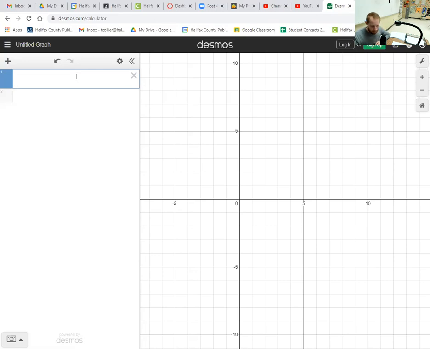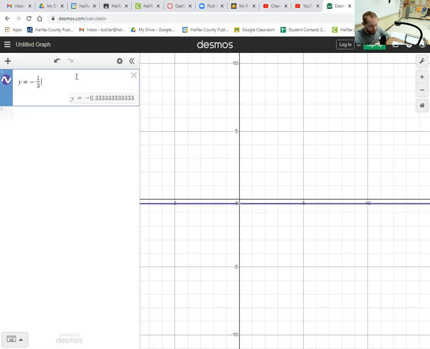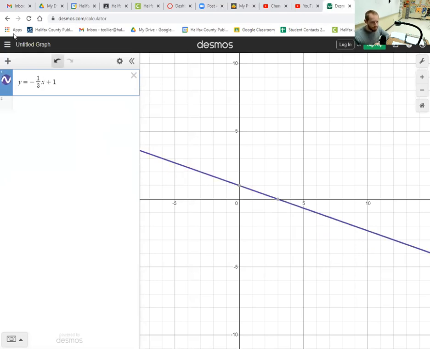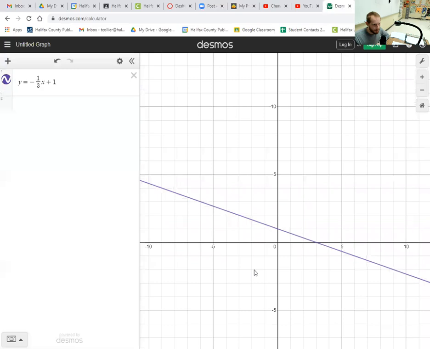So let's graph y equals -1/3 times x plus 1. There we go. We get this purple line. Now you can go over here on the left side and you can change the color of the line if you want, but it doesn't really matter for our purposes.